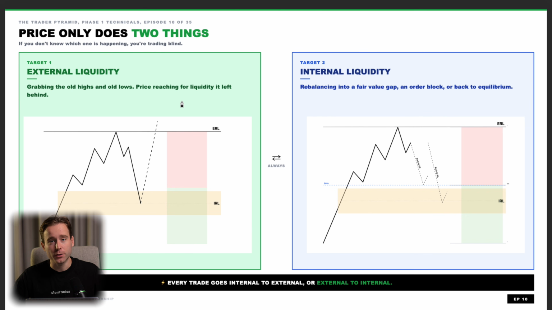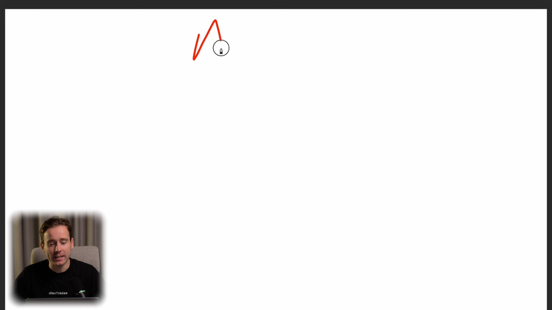Both in the daily bias episode and the liquidity episode, I told you that price only does two things. It goes to external range liquidity, old highs and lows, and it goes to internal range liquidity, imbalances, fair value gaps, and order blocks inside the range. So every trade just goes from internal to external, from a fair value gap to an old high, or from external to internal, from an old high or low to a fair value gap. And that's exactly where the market maker model comes in.